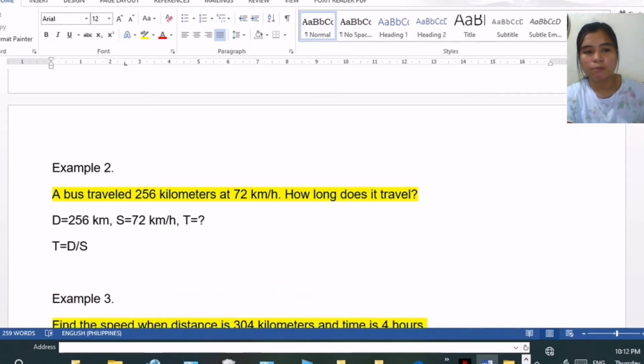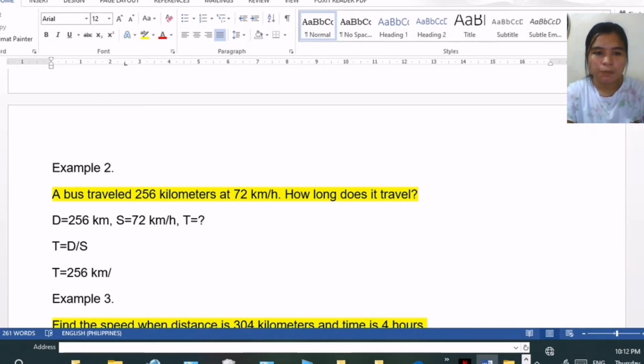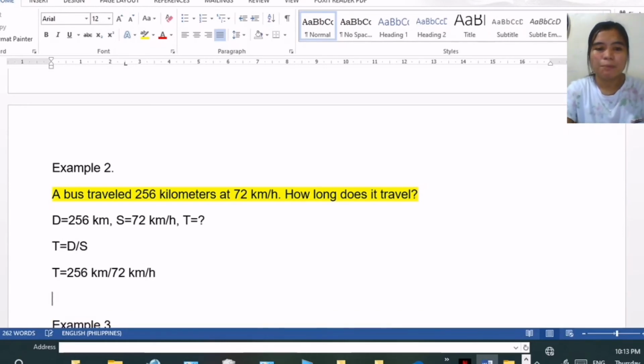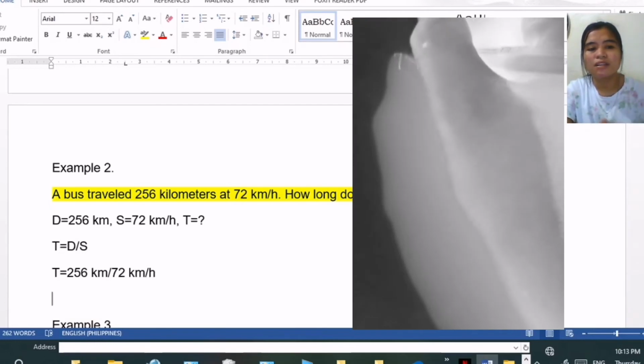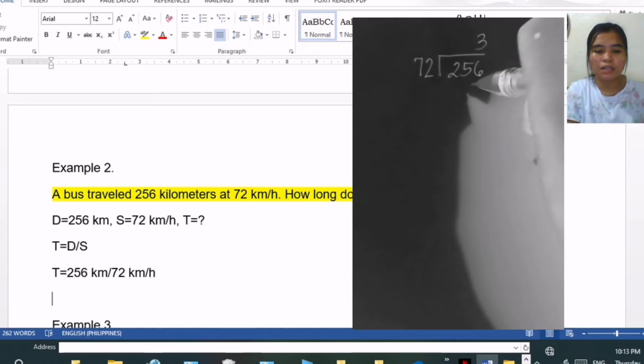So now, let's compute. Write T, and then equal. Let's substitute the given value of D, which is 256 kilometers, and then divide by the speed. Let's substitute the given value for S, which is 72 kilometers per hour. And then, how do we divide that? So, 256 kilometers divided by 72 kilometers per hour.